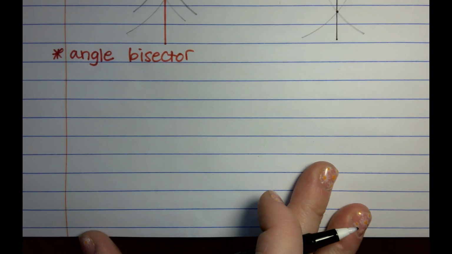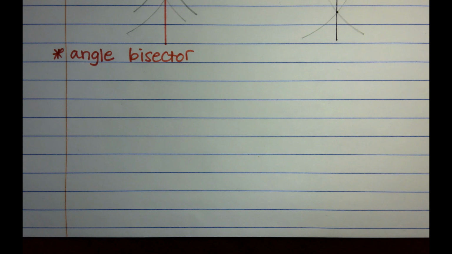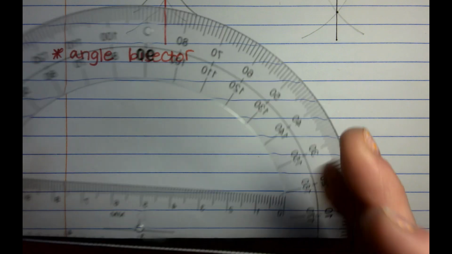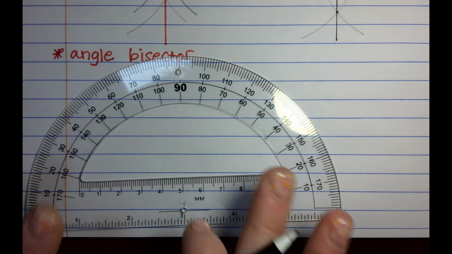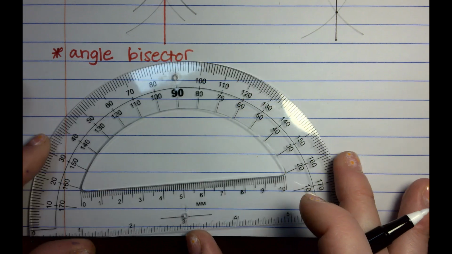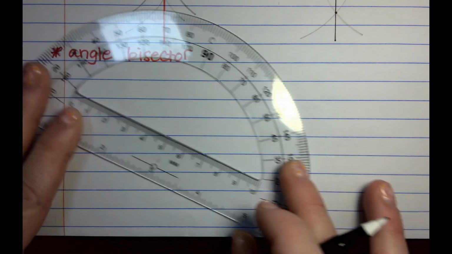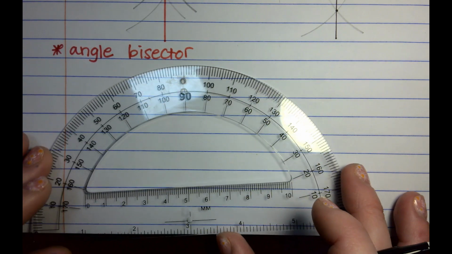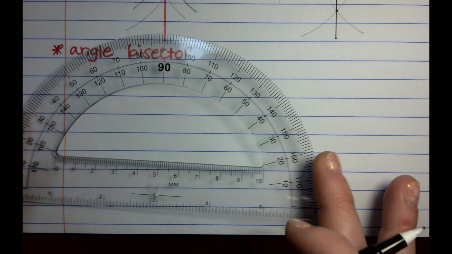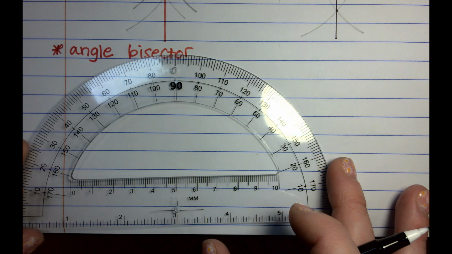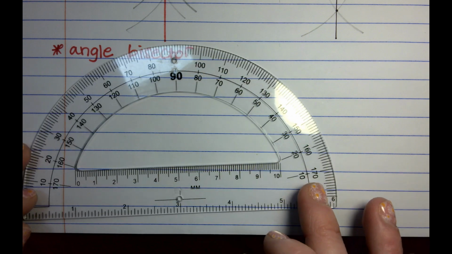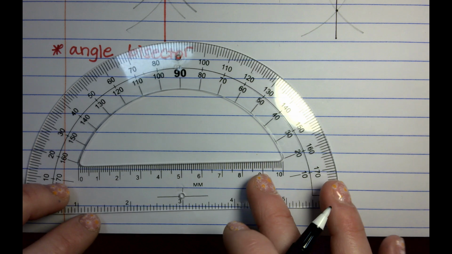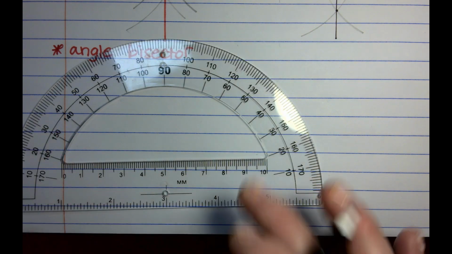So let's begin by remembering how to draw an angle, okay? Everyone, you do need a protractor. So take a moment, make sure you have one at your table. Does everyone have this little half circle tool, a protractor? Everybody got one? Awesome.